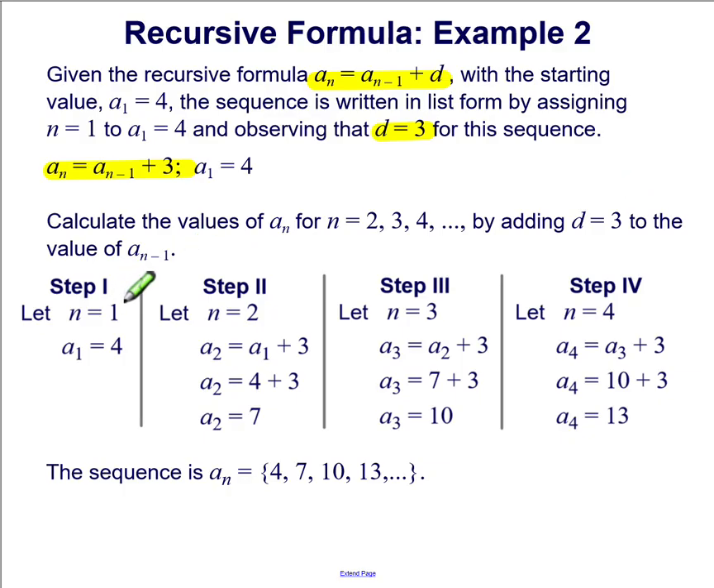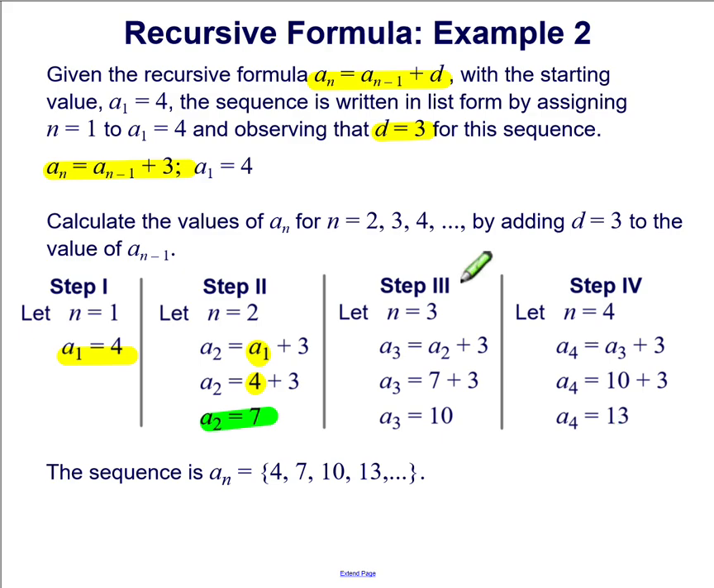Step 1. When n is equal to 1, a sub 1 is equal to 4. That's the first term of the sequence. So to find the second term, we now move n up to 2. So n is now equal to 2. Notice the next term is a sub 2. That's the second term. And see this n minus 1 right here? Well, 2 minus 1 is 1. So that's a sub 1. But what's a sub 1? It's 4. So I take 4 plus 3, and that gives us the second term. A sub 2 is equal to 7.